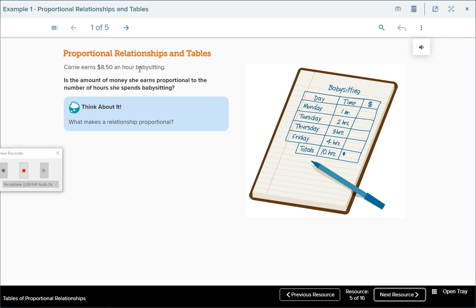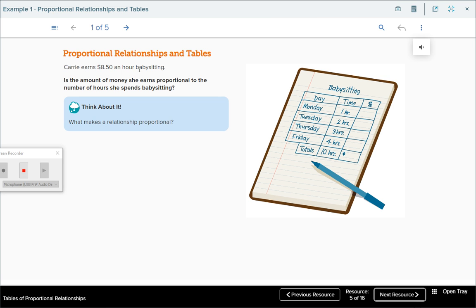Carrie earns $8.50 an hour babysitting. Is the amount she earns proportional to the number of hours she spends babysitting? Well, what do you think? Think about this, guys. Proportional means if 1 hour is $8.50, how much does she earn after 2 hours, do you think? What would I do to figure that out? Multiply $8.50 times what? And that's going to be the same.